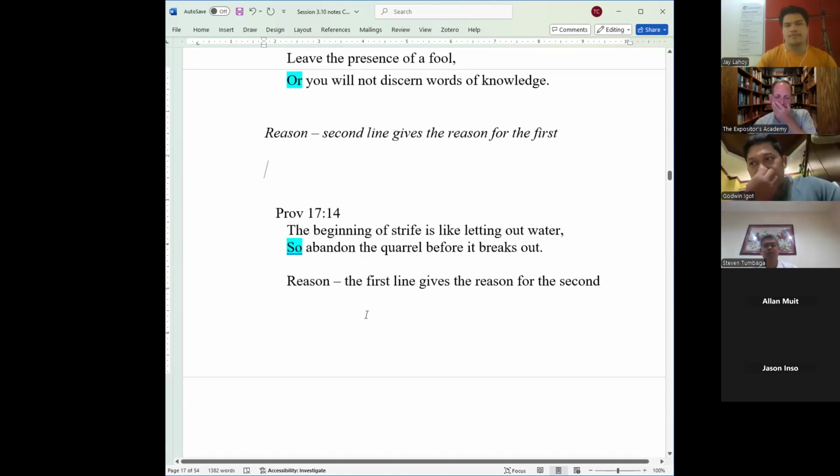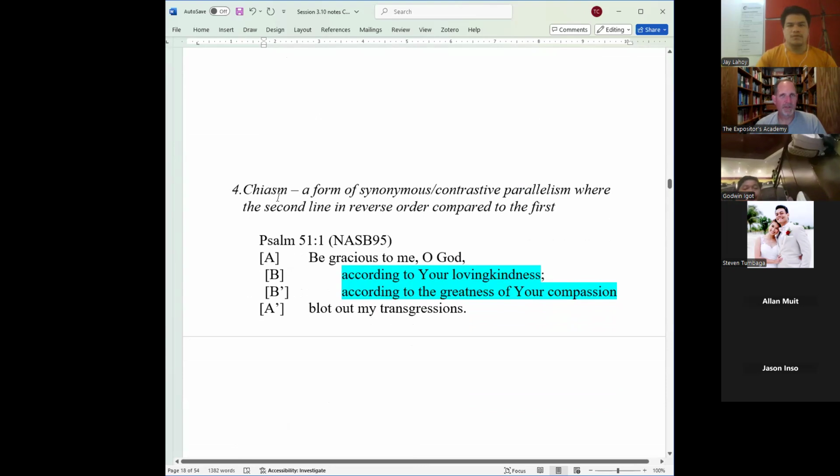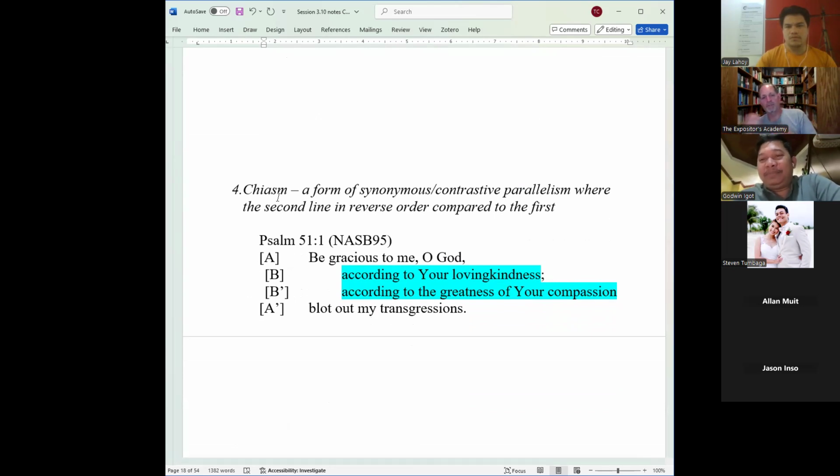All right, good question. Okay, then we have the special case. This is really not a fourth kind of parallelism. It's usually sometimes a synonymous or contrastive parallelism, but it has a special feature of chiasm, where the two lines are synonymous or contrastive, but the second line is also reversed in order, in the word order, compared to the first.